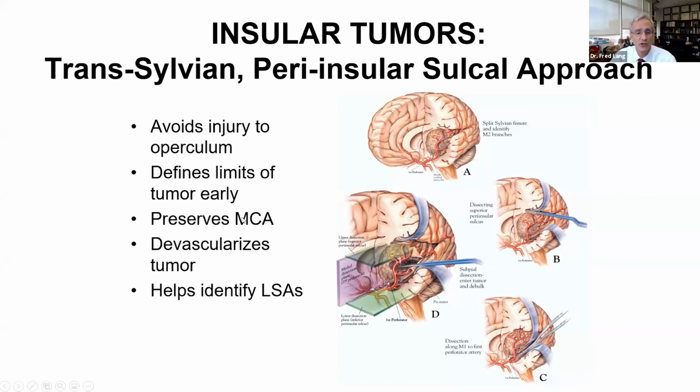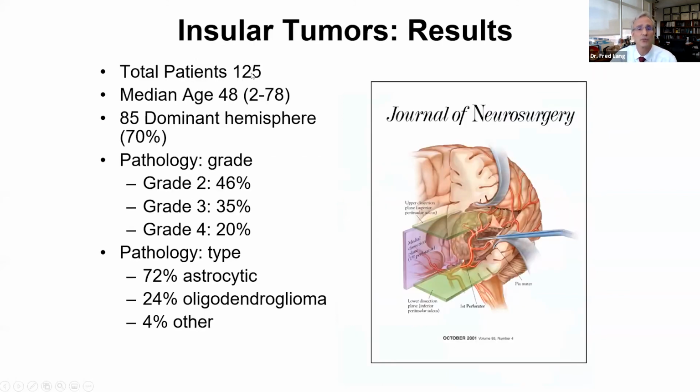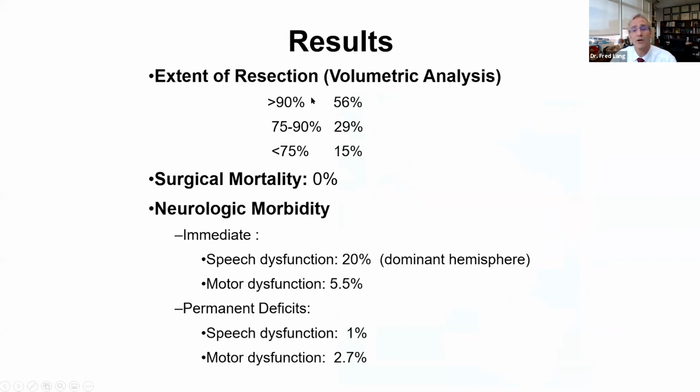This also exposes the middle cerebral artery on the surface, which allows us to coagulate and cut all of the perforators, preserving the middle cerebral artery, devascularizing the tumor, and then identifying the lenticulostriates based on the depth of the surrounding sulci. We've used this approach in over 125 patients and had over 75% resection in over 80% of the patients, with very good outcomes and minimal dysfunction.